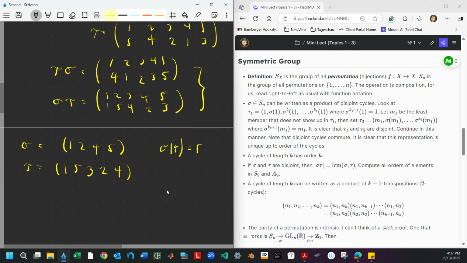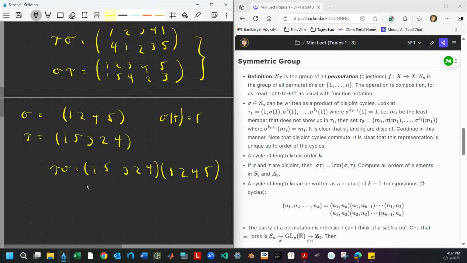Good, and then we can combine these, right? So let's actually compute this tau sigma again. Let's compute tau sigma this way. So now we've got these two things, and I'm going to write tau here: 1, 5, 3, 2, 4, and 1, 2, 4, 5, 1, 2, 4, 5, right?